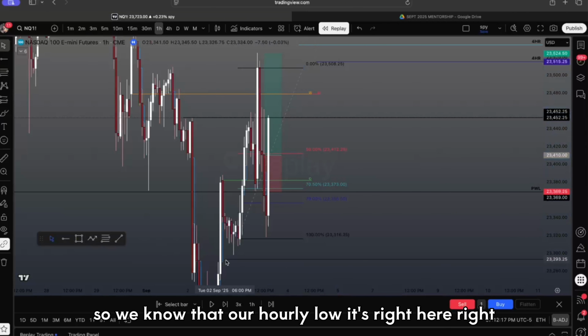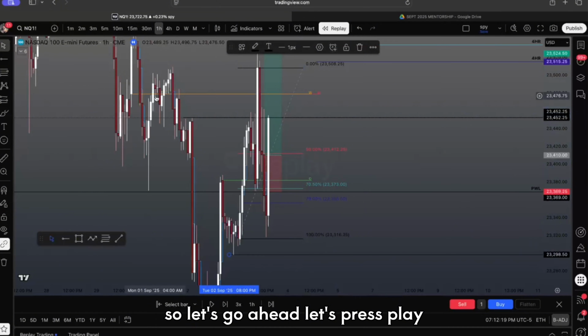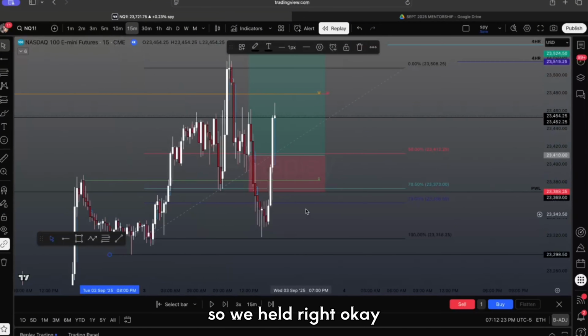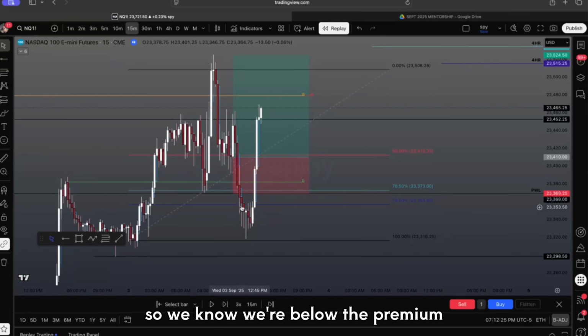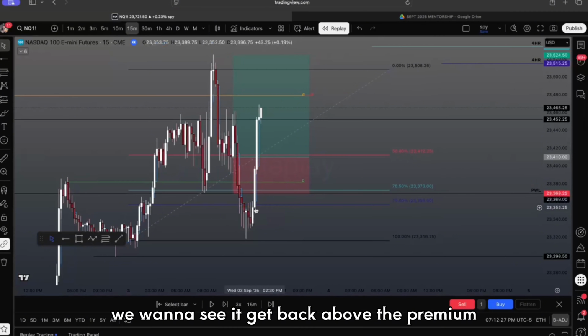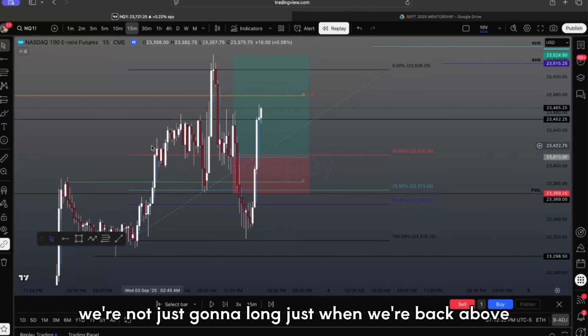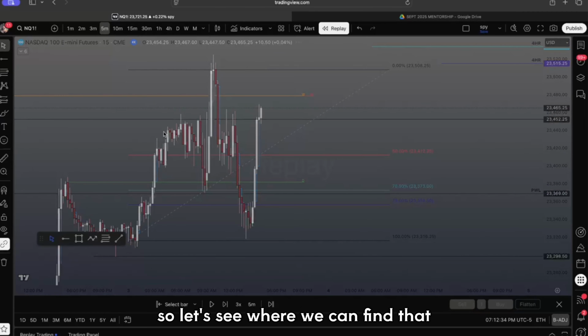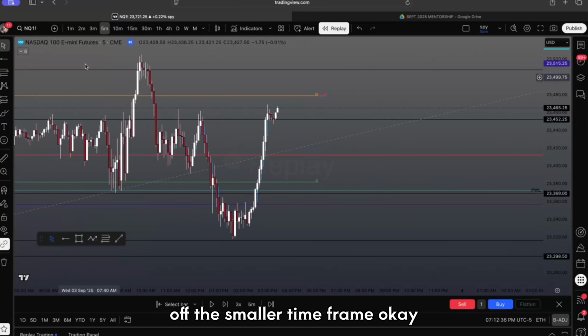So we know that our hourly low is right here, right? So let's go ahead and press play. Let's see, did we ever break below the hourly low? Okay, so we held, right? Okay, so we know we're below the premium. We want to see it get back above the premium. We're not just going to long when we're back above, right? Like I said, we're only going to long when we have a market structure shift to the upside. So let's see where we can find that off the smaller time frame, okay?